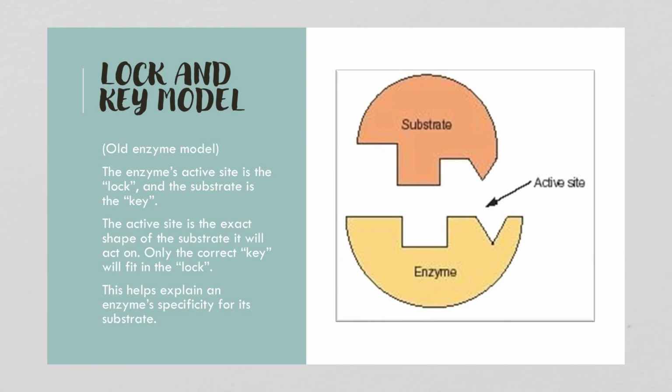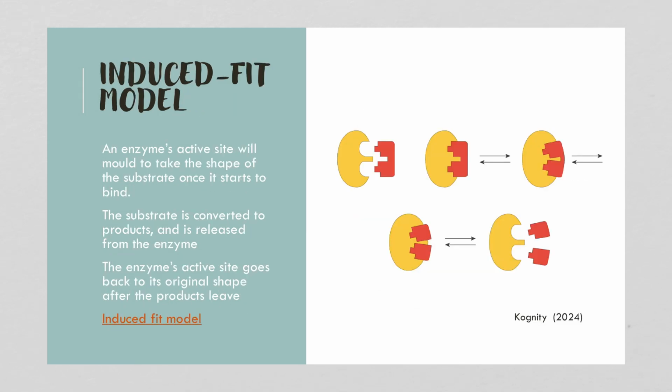So the old model for enzyme function used to be called the lock and key model. And basically, in this theory, the enzyme's active site was the lock and the substrate was the key. And it stated that the active site was the exact shape of the substrate, and then only the correct key would fit in the lock. And that theory was good in that it helped explain the enzyme specificity for its substrate, but the way enzymes work is a little bit more complex than that.